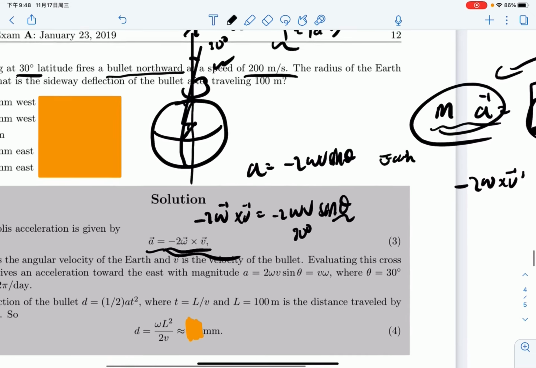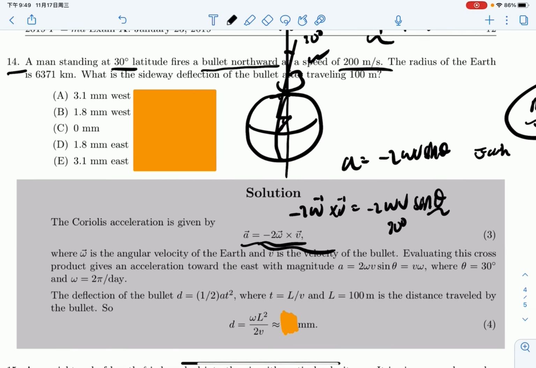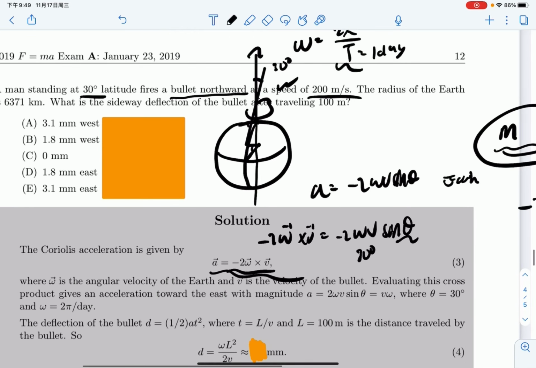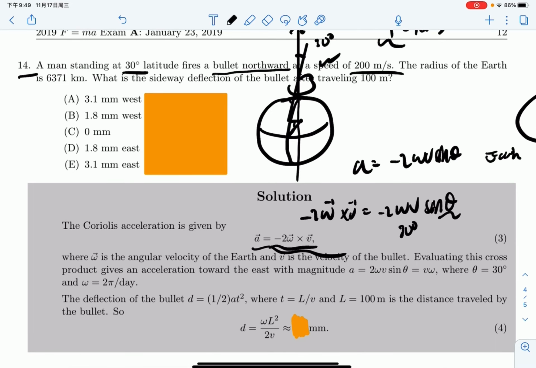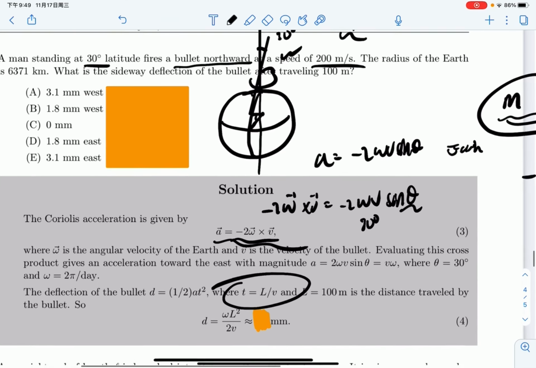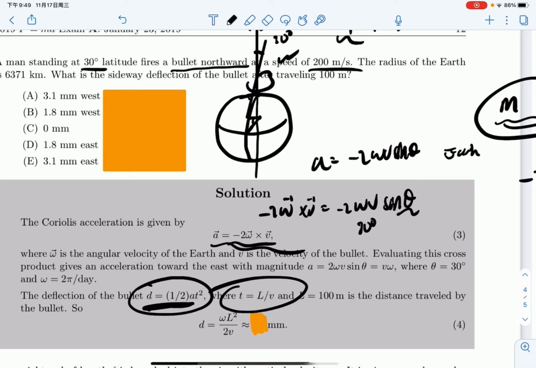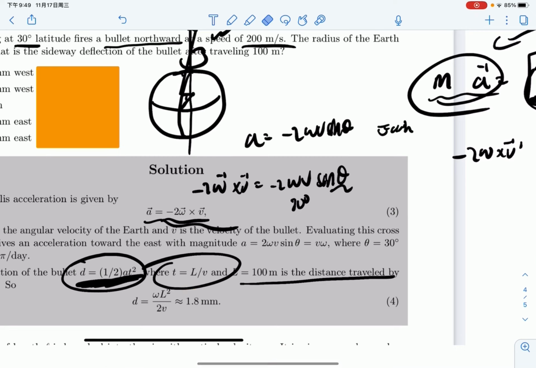And we know that the time for the bullet is over here. The deflection, okay. So the time is over here, and we know that the equation for the deflection is 1/2 times acceleration times t squared. So now if we plug in the values, we can get that d is just going to be this.